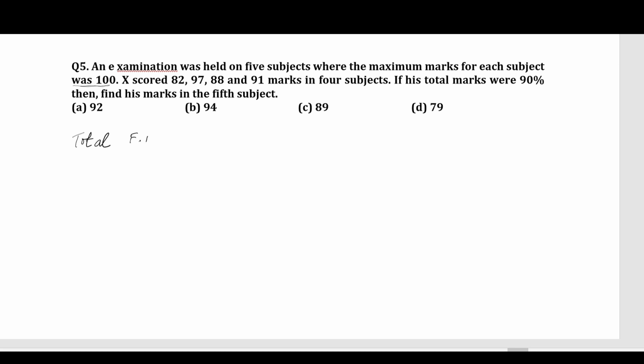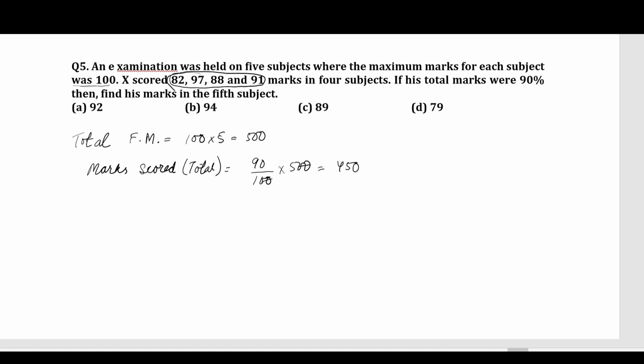Total full marks is, for each subject 100, so for 5 subjects it is 5 into 100, which is 500. Total marks scored is 90%. 90% is 90 by 100 into 500, which is 450. So the total is 450. The first 4 subjects scored 82, 97, 88, 91.